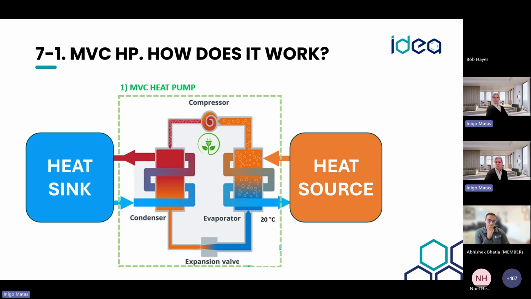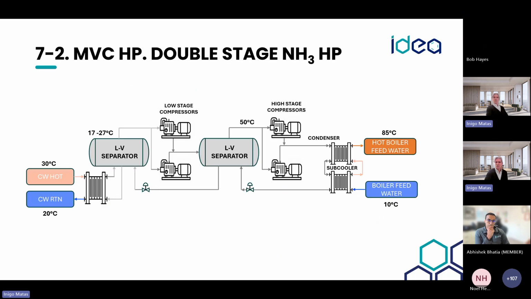Okay, so an example of how to achieve that is what we can see on the screen. Here we have a double stage ammonia heat pump. On the left we can see the heat source, and this is, I would say, easy to implement. It's just going directly into the cooling water return loop. It's water in this case at 30 degrees, which we are going to be cooling, recovering heat at that interval of 30 to 20.